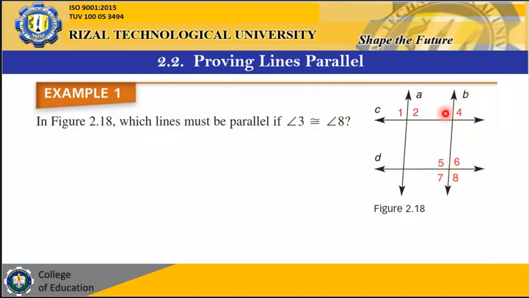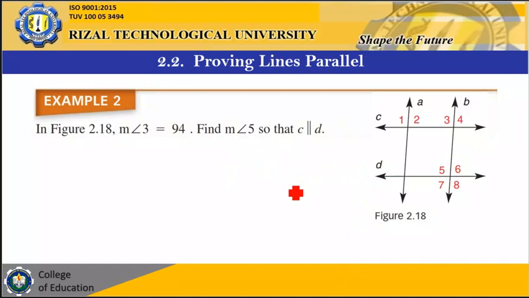And we can see here that angle 3 and angle 8 are alternate exterior angles of line C and line D cut by line B. So therefore, we can say that the lines that must be parallel must be line C and line D. Okay? Or that is, line C must be parallel to line D.